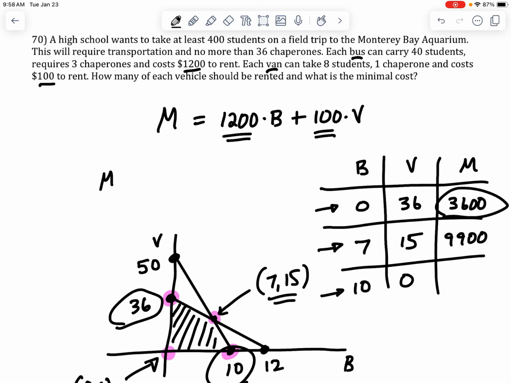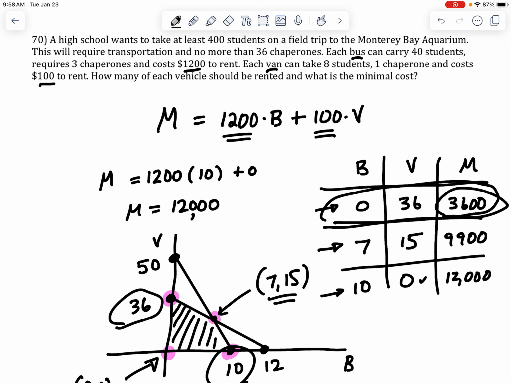So if you only take buses, then that's going to be $1,200 per bus, and you're going to need to take 10 buses, and then 0 vans, so that's plus 0. And then that is a 1,200 with an extra 0, so that's actually the most expensive, 12,000. So the winner was actually just taking all vans. So use 36, oops, that's not 36. Use 36 vans and 0 buses.